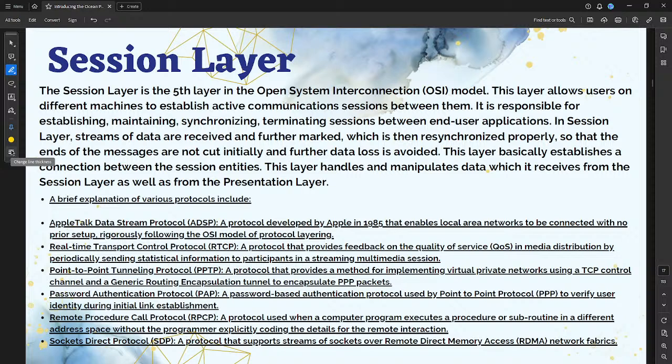Now, how is this done? Ever thought of how this happens? This is with the help of what is known as the session layer. So with the session layer, you're able to establish, you're able to maintain, you're able to synchronize, and even terminate sessions between end user applications. That is basically what a session layer is.